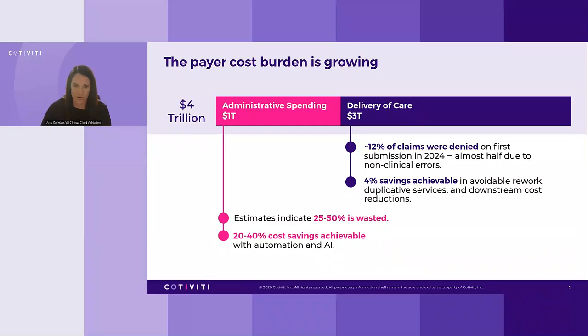In the delivery of care costs, which is the 3 trillion spent, there is about 12% of claims in 2024 that were denied on first submission, and almost half of them were denied for non-clinical errors. My recommendation is to lock arms with payment integrity partners to stop the spiral in costs and find ways to reduce the medical loss ratio and the admin loss ratio, or what we call the MLR and the ALR.